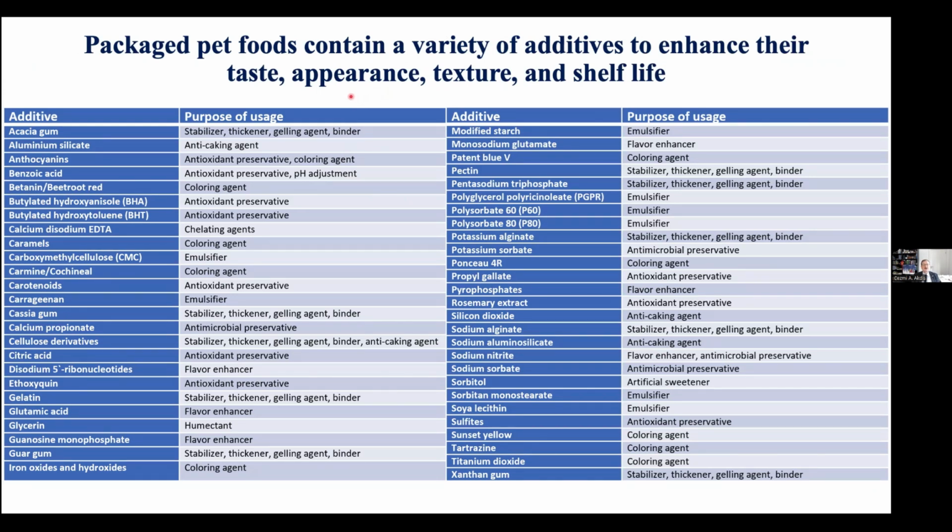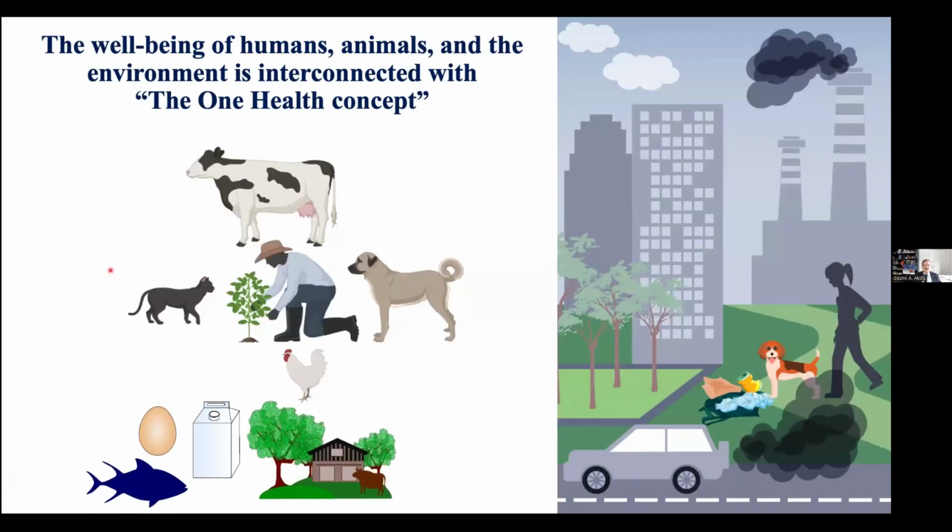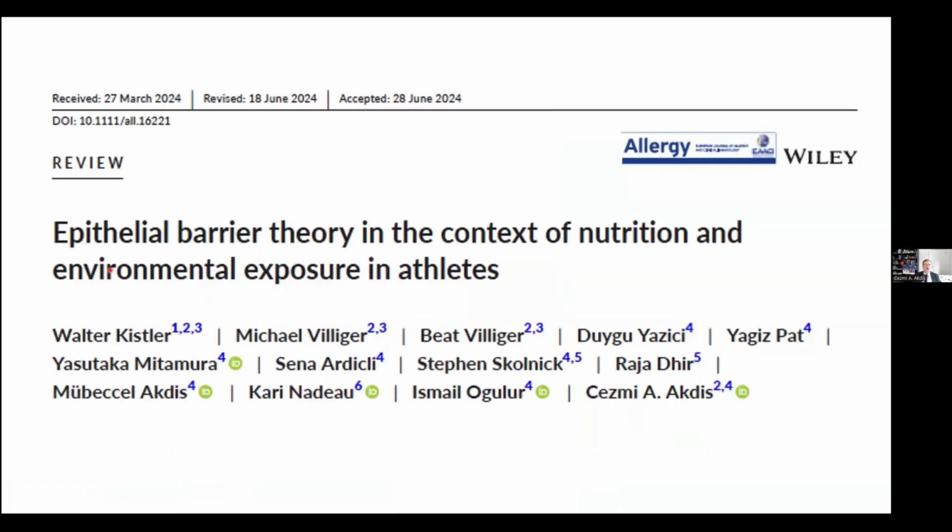You can see the common pet food having so many different food emulsifiers and additives that affect the taste, appearance, texture, and mainly the shelf life of the pet food. The One Health concept is very important, and we can see in the barrier theory, this One Health concept is coming to the front a lot. And here is another paper which also appeared last year.